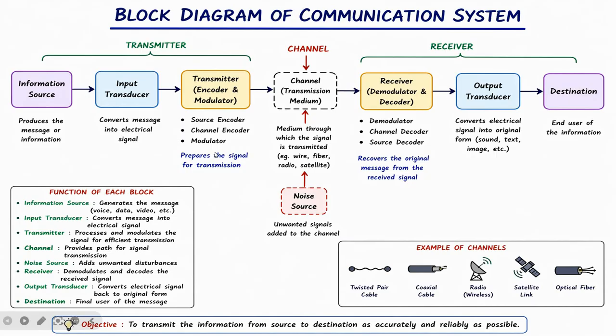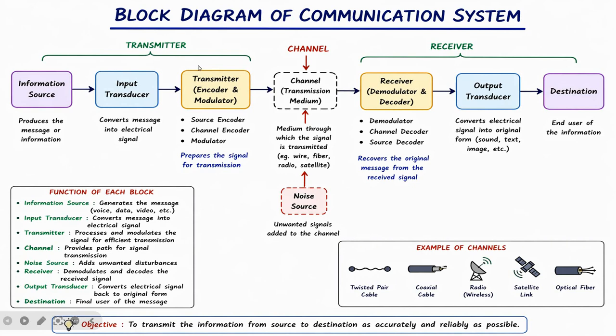Then we have channel encoding, where we use a channel encoder which will add extra bits to detect and correct the errors. And last is the modulating, where the modulation process will be carried out by a modulator, which will convert the signal into a suitable form for transmission. For example, converting the baseband signal into a high frequency signal. So here it will prepare the signal for the transmission.